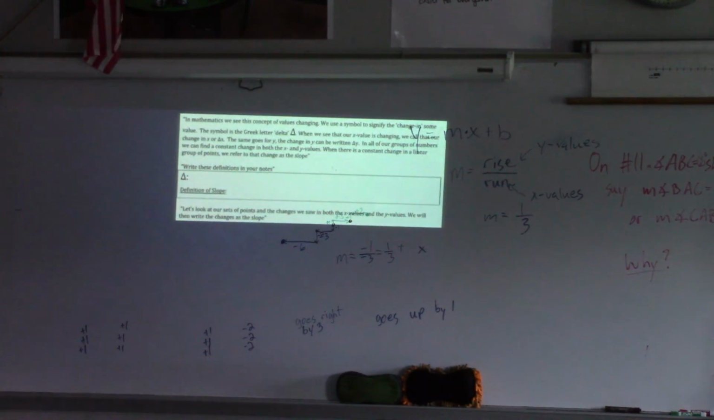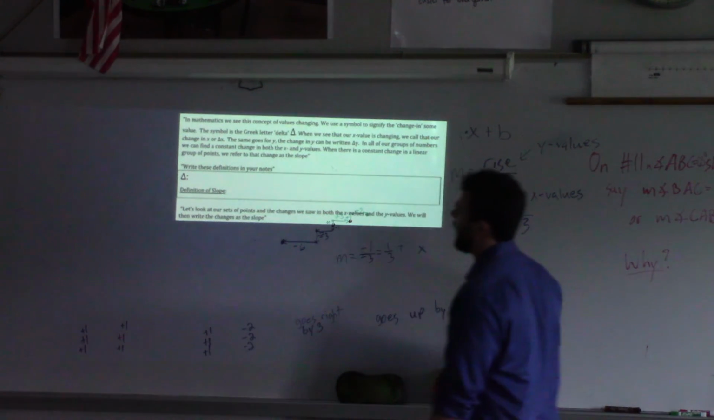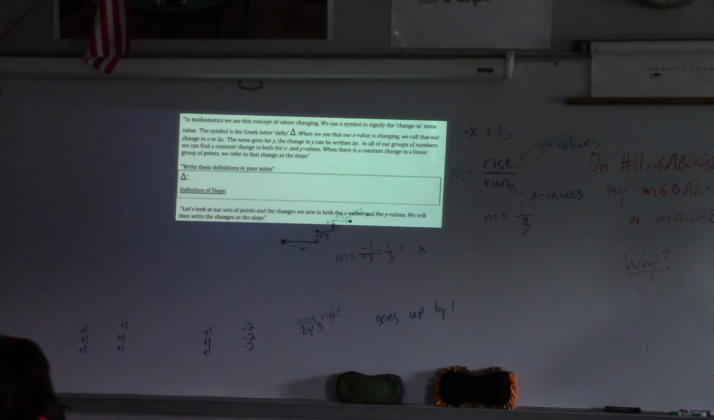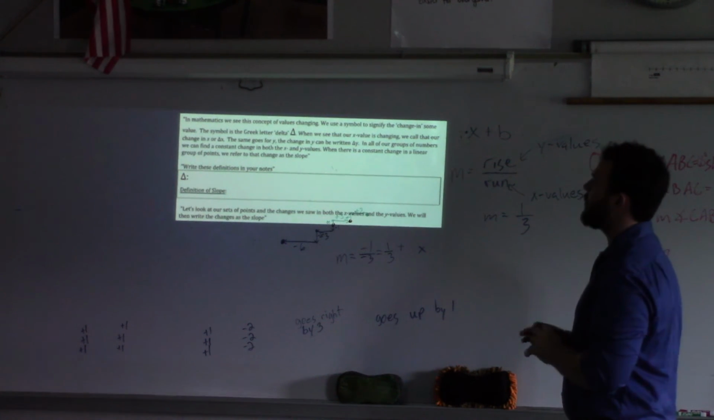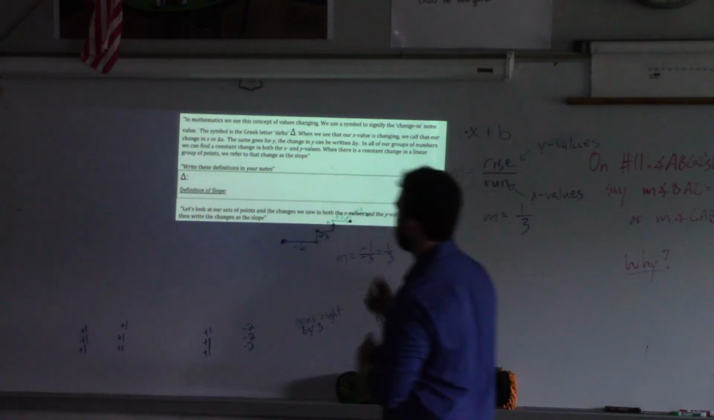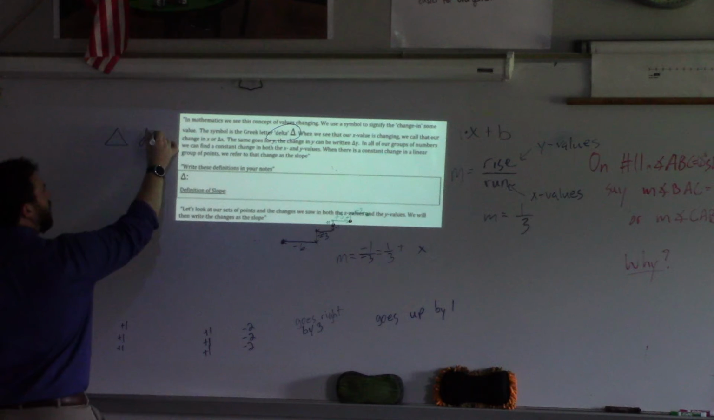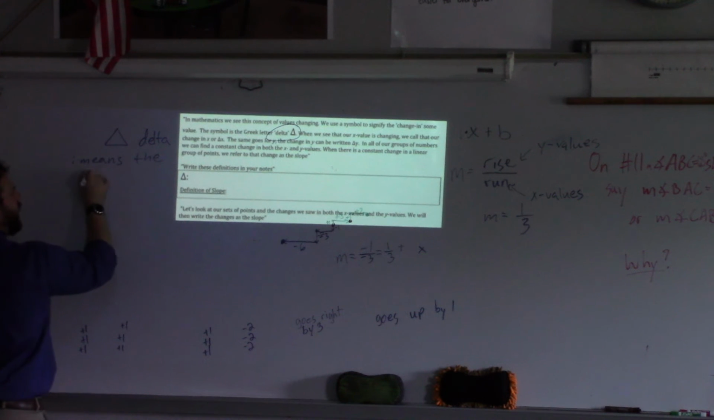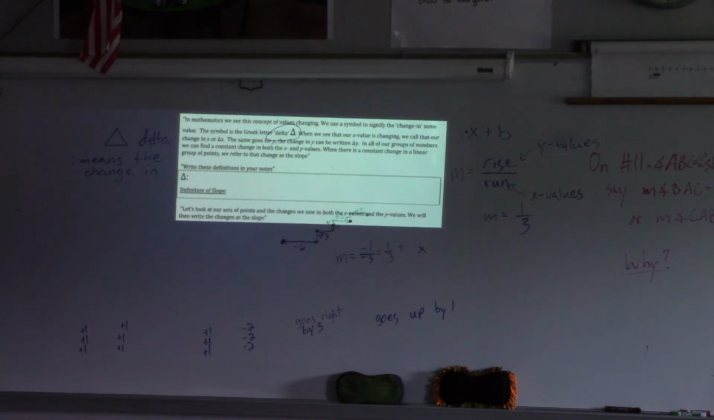Okay, sold. So, here's what I want you to notice, and this is where we start to get into some mathematical vocabulary. Look at the next page. In mathematics, we see the concept of values changing all the time. We use a symbol to signify the change in some value. The symbol is the Greek letter delta. Any time you see this triangle, that is the Greek letter delta. But what it means, the change in. If you see that Greek letter delta, this is shorthand to just mean the change in. You need to be aware of that.